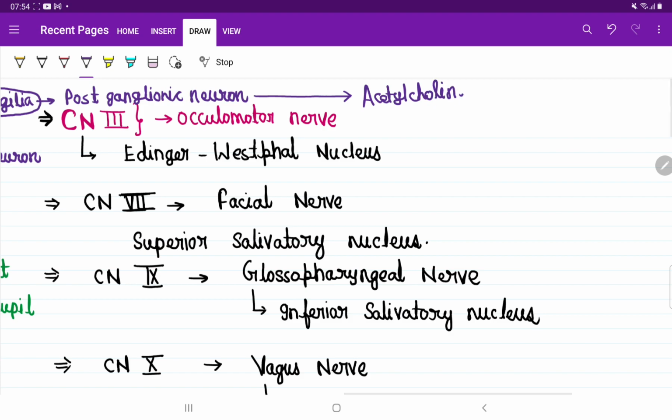So here they release acetylcholine on organs. But there, if you remember, in the sympathetic neural supply the postganglionic neuron was releasing epinephrine or norepinephrine. Here they do not do that; they release acetylcholine. Now here the postganglionic neuron is obviously smaller in size, while there the postganglionic neuron was longer.